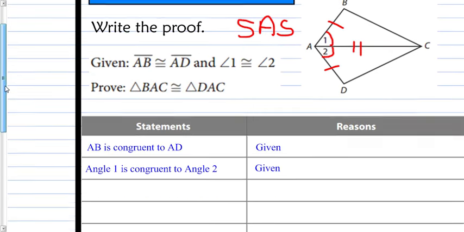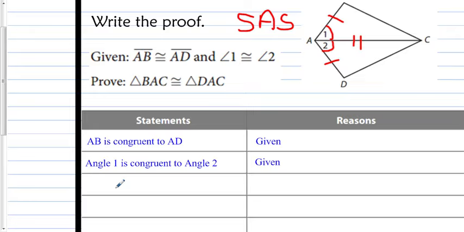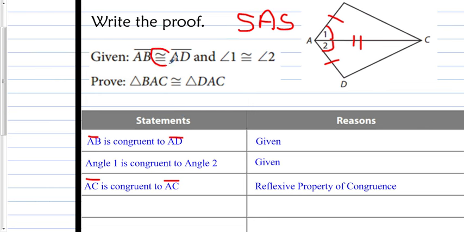So I want you to fill out the next statement that AC is congruent to AC and tell me the reason. How do we know that AC is congruent to AC? And then pause. So pause the video, fill it out, and then press play. Okay, so you should have written that AC is congruent to AC. And again, you guys can be using the congruent symbols if you want to. I'm just writing the words. And we know AC is congruent to AC because of the reflexive property of congruence.